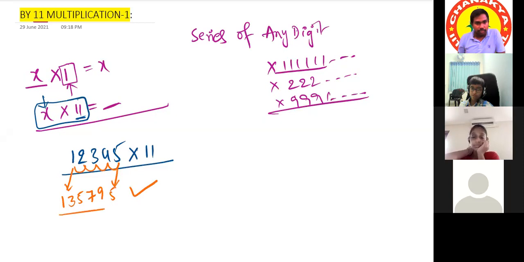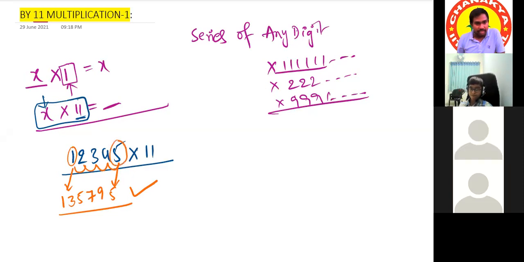That's all. Sir, we should take first digit as is. Okay, first and last digits as it is. Remaining all the digits are the addition of consecutive 2 numbers. Sum of consecutive 2 numbers.